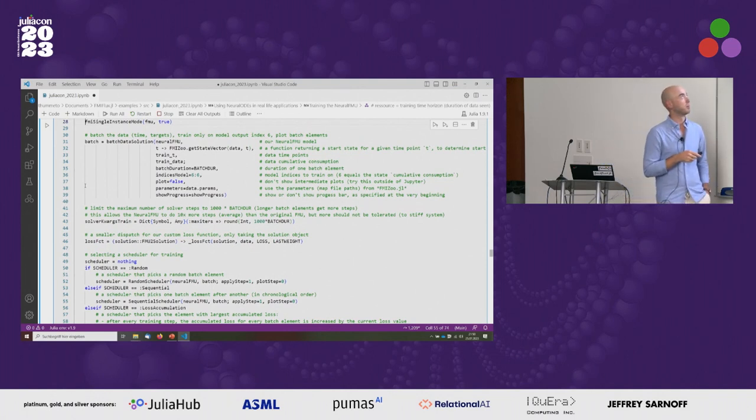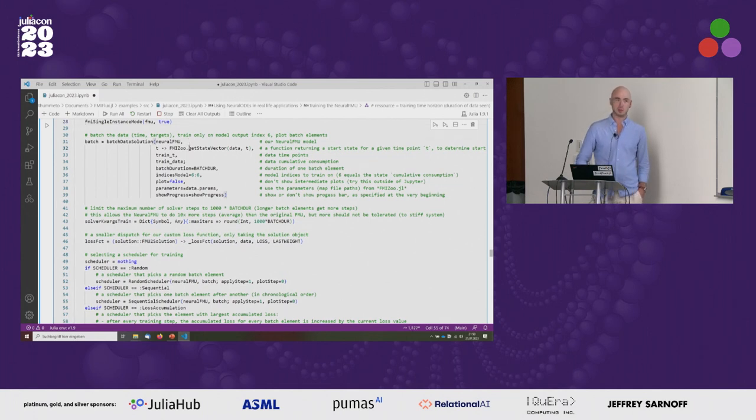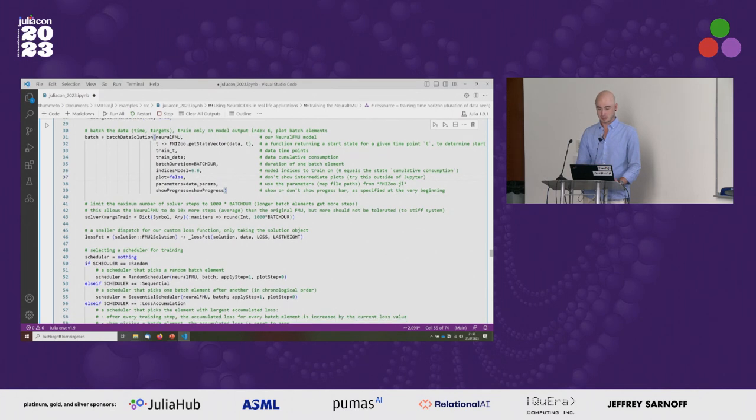For batching, there's a ready-to-use command in batch data solution. You simply put in your neural FMU, a function that gives you start states for any T, because we need to determine start states for the ODE to be solved at every batch element start. You put in the data time points and the actual data, our hyperparameter batch duration. We want to train only on the cumulative consumption, so we specify that index here. And we don't want things to plot, but this is actually very nice if you're working outside of a notebook. And FMU parameters and our progress bar.